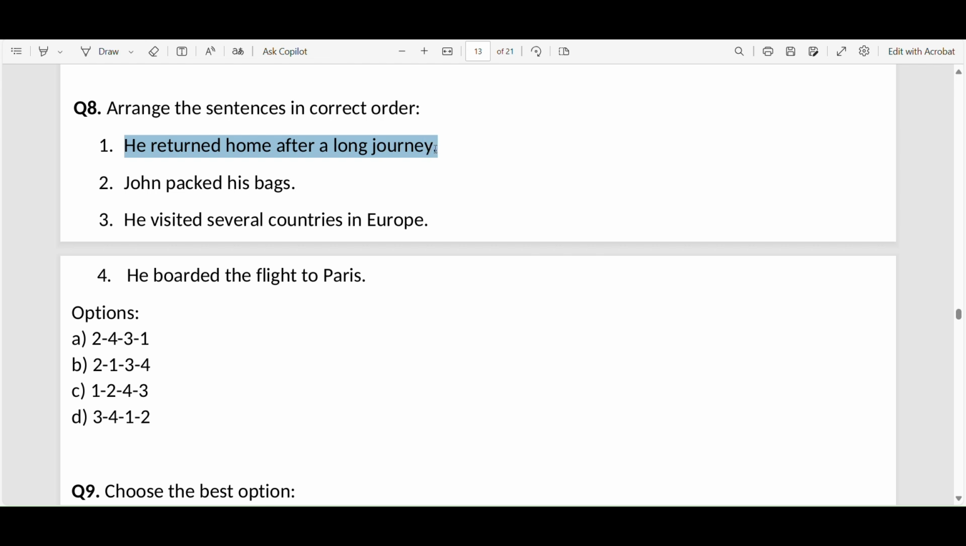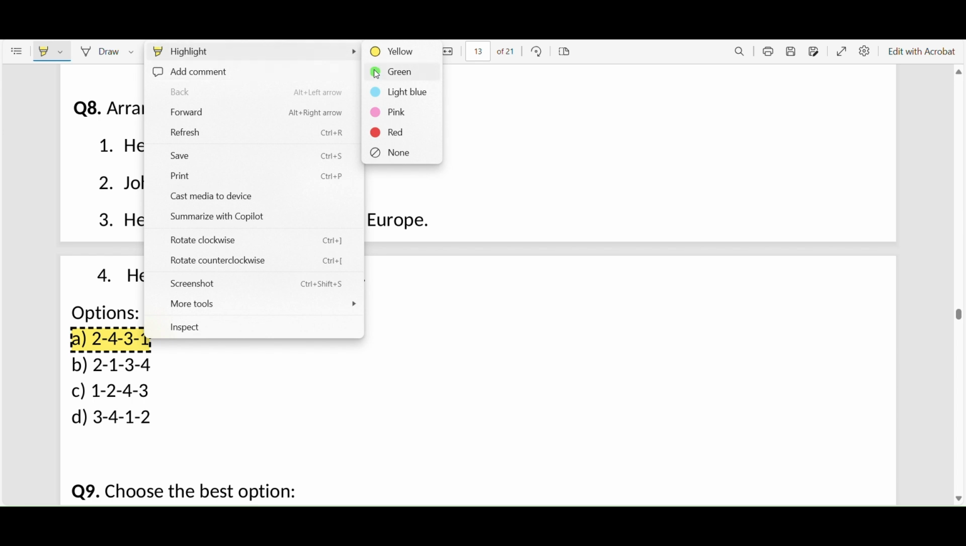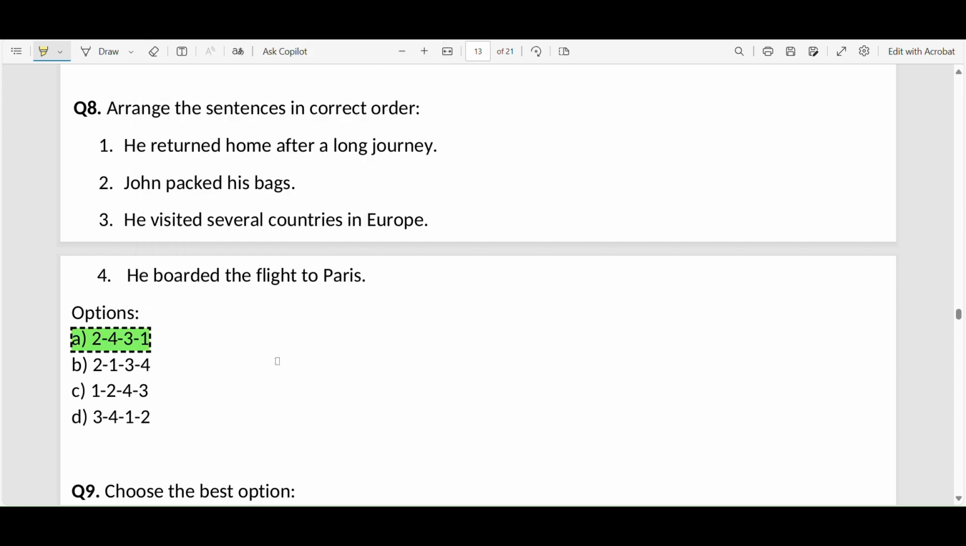He returned home after a long journey, right? And next we are having, he visited several countries in Europe. Yes, before coming home, he needs to visit several countries in Europe, right? So the third sentence would be, he visited several countries in Europe, and the fourth one would be, he returned home after a long journey. So this is the order 2 4 3 1. This is a correct option. Let me change it to green. Yes, this is a correct option.